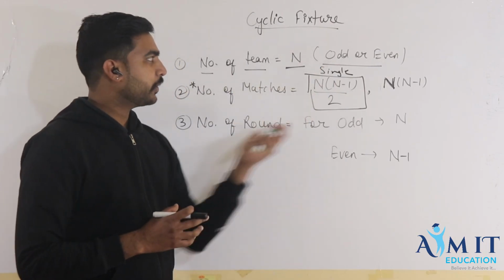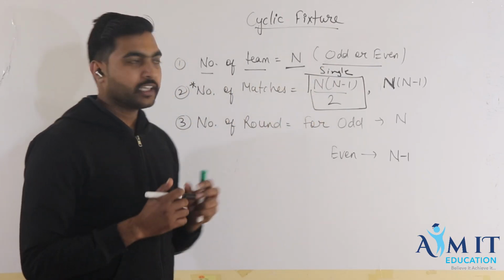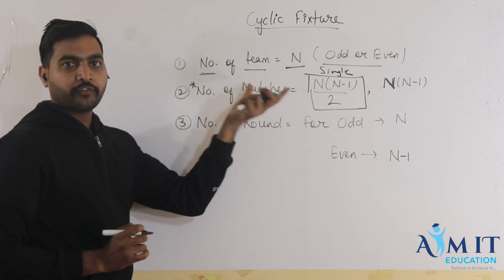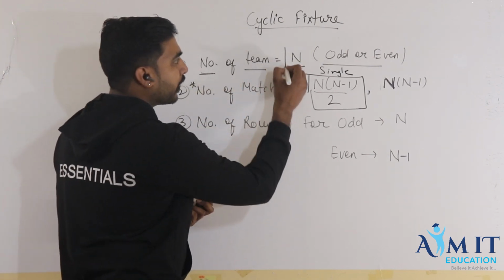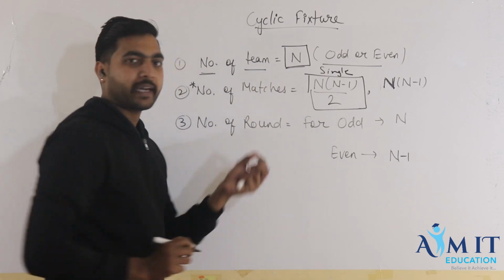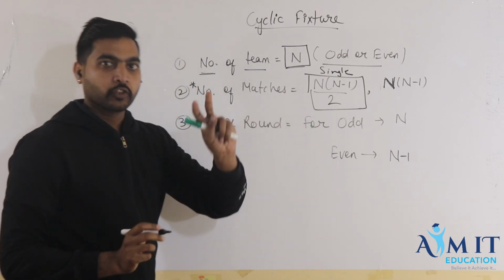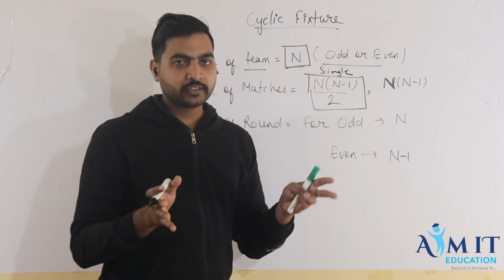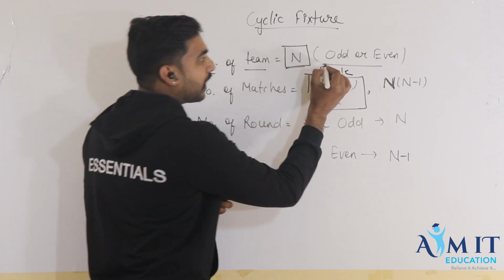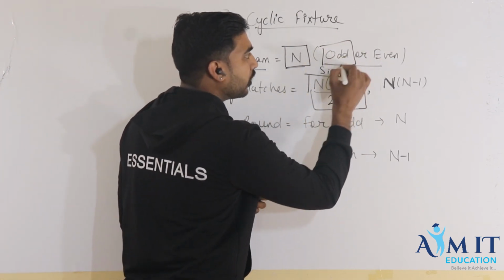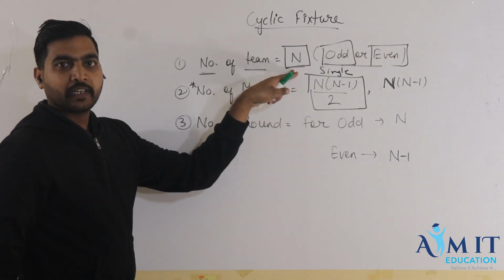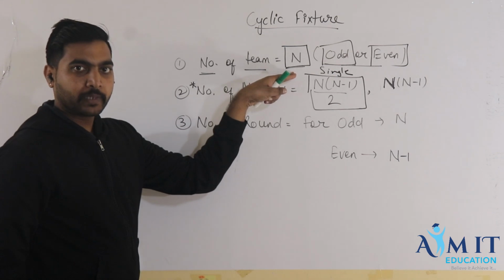This is the theory part of the cyclic fixture. Just see, the first step is number of teams. Always remember, number of teams is always represented by the capital N. We have only two conditions, odd or even. So the number of teams will be odd or even, always represented with the help of capital N.